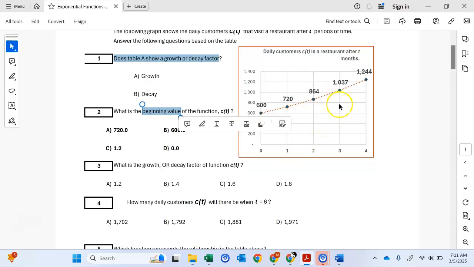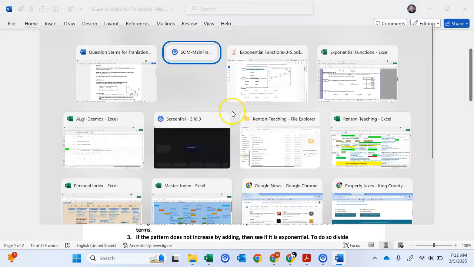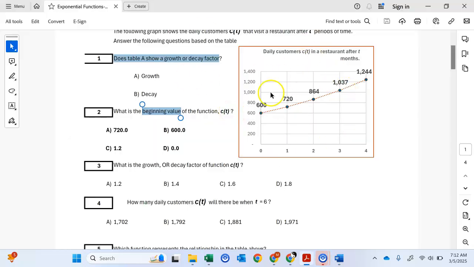The graph is like a table. So this might be easier. Please go ahead and translate this right here, okay? Everybody translate that. What it's telling us is we're going to take this graph and convert it to a table, because we already know how to do that. So I'll show you that.